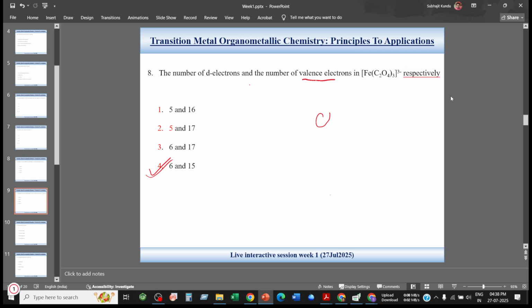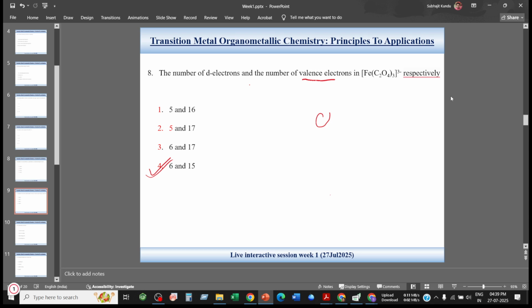So is it 17 electrons? Now tell me how it becomes 17. Yes, sir, because it is mentioned FeC2O4 3 minus. So iron has 8 electrons in total, and each oxalate can donate 2 electrons, so 3 into 2 becomes 6. Plus the 3 minus charge is also counted. So 8 plus 6 plus 3 becomes 17.